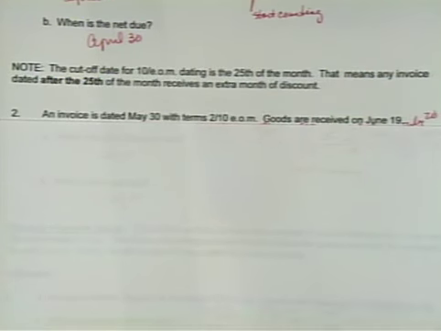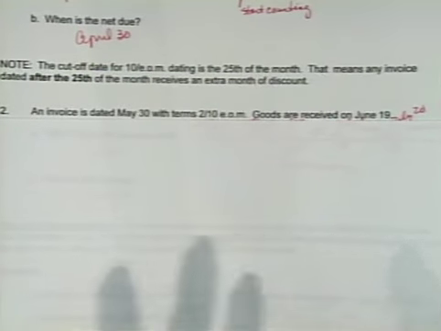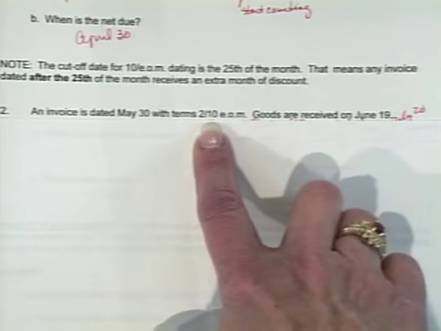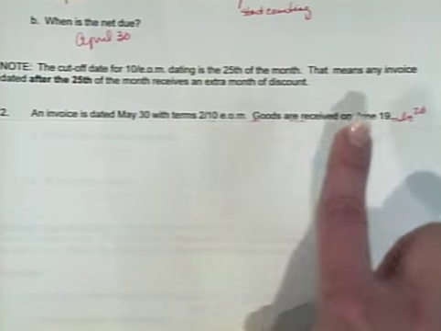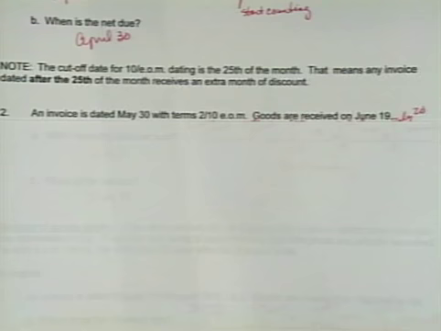All right, here we go. Again, it's where do you start counting? An invoice is dated May 30th. Is May 30th after the 25th? Okay. And it's dated the 30th with terms 2/10 EOM. The goods are received on June 19th. We don't care about when the goods are received because we're not dealing with receipt of goods, right? We're dealing with end of month. Normally, we would start the end of May counting, but we receive this after the 25th, so instead we're going to start counting on the end of June. What's the last day in June?